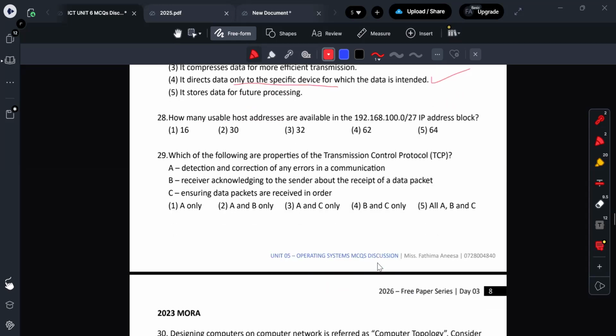Okay, so only two more of the past papers. After that, we have the Mora papers.